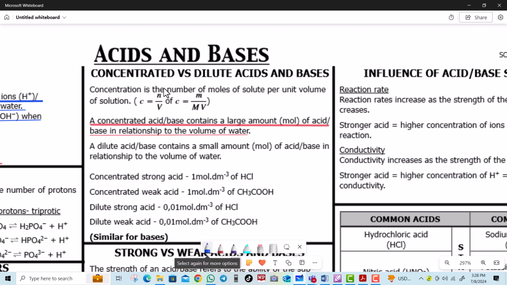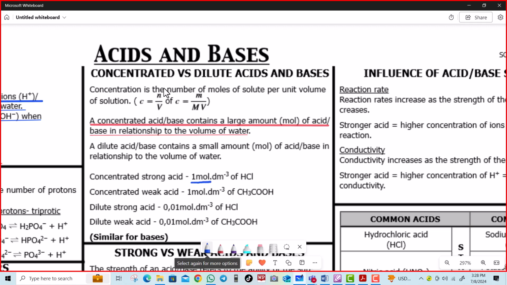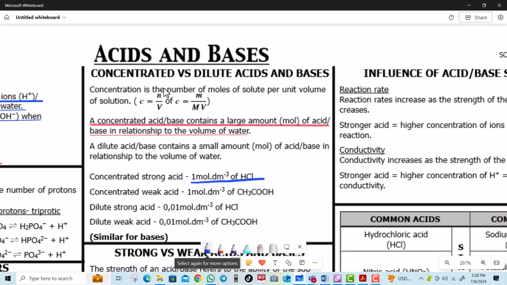Examples which we have here: the strong acid, that's 1 mole per decimeter cubed of HCl. This is concentrated. That's 1 mole per what? Per decimeter cubed of HCl. Then a weak acid we have what? We've got 1 mole per what? Decimeter cubed of ethanoic acid.